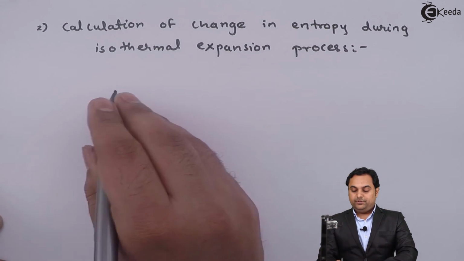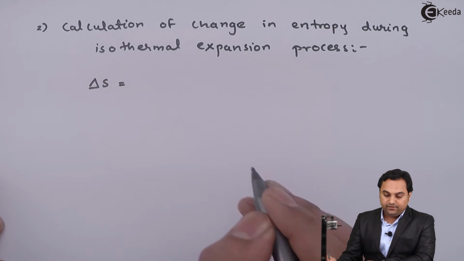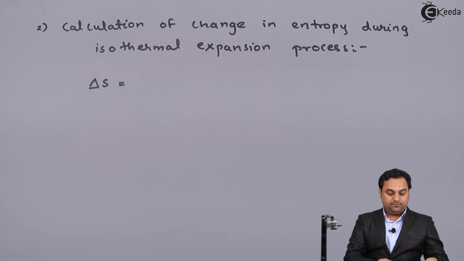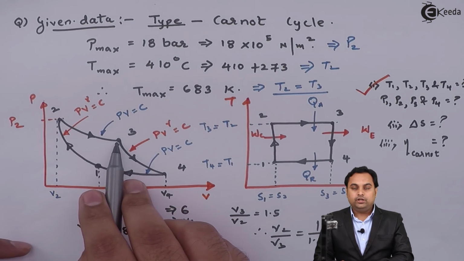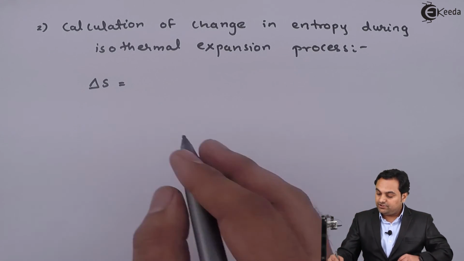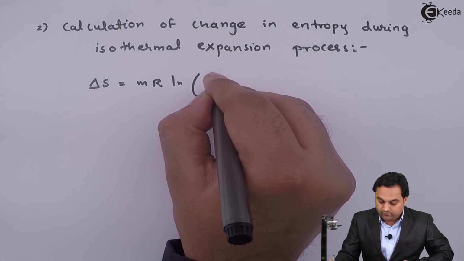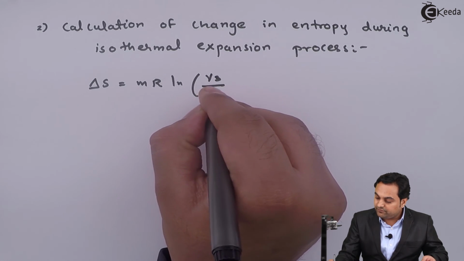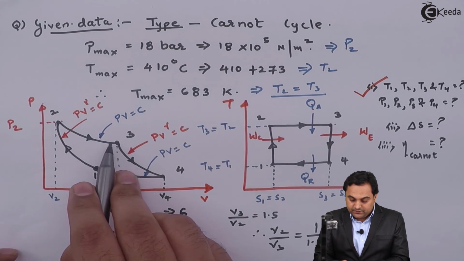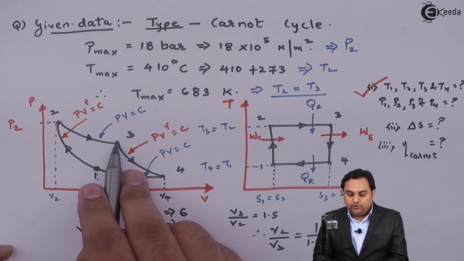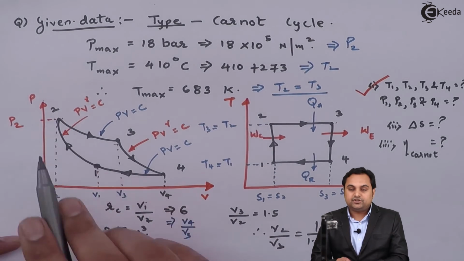Now, the change in entropy during the isothermal expansion process can be denoted as delta S is equal to, now the isothermal expansion process is taking place from 2 to 3. So we can directly write down the formula of change in entropy, that is mR ln of final volume V3 by V2, that is final volume upon initial volume. So here, for the isothermal expansion process, V2 is the initial volume and V3 is the final volume.